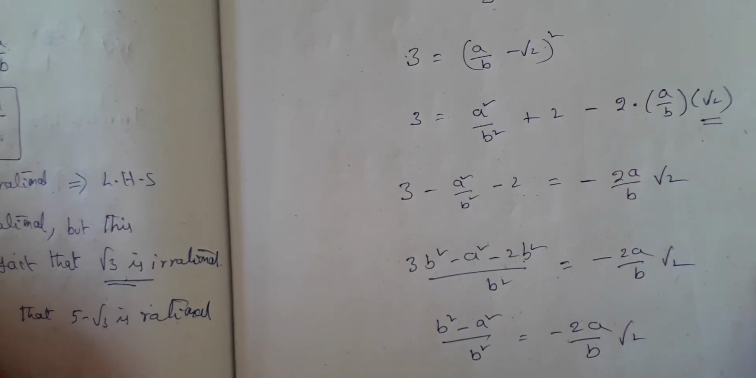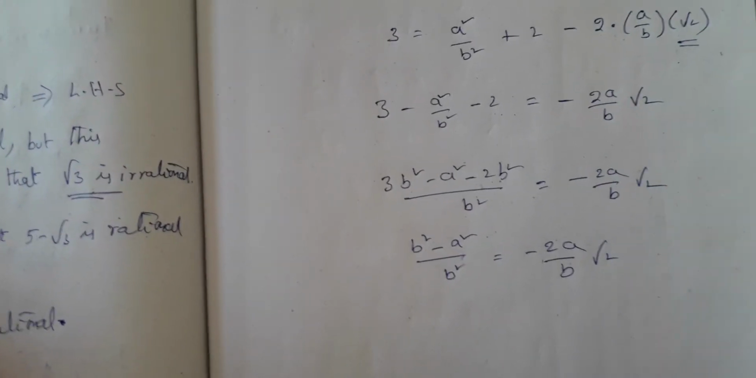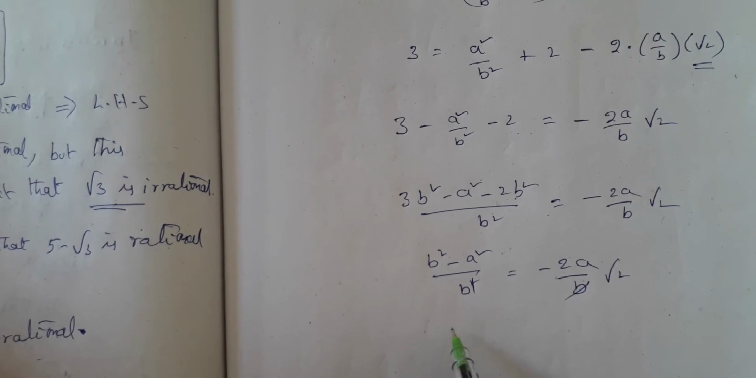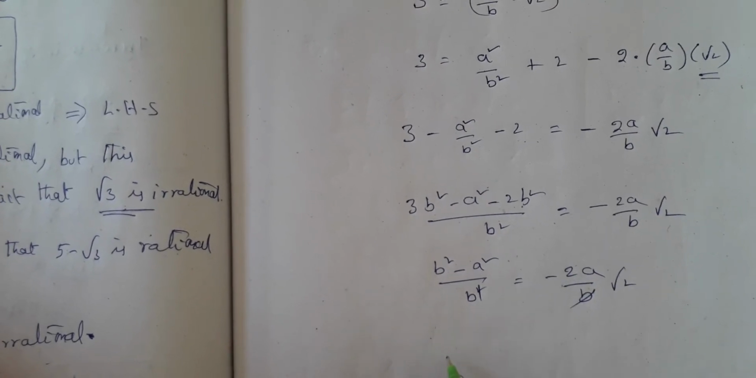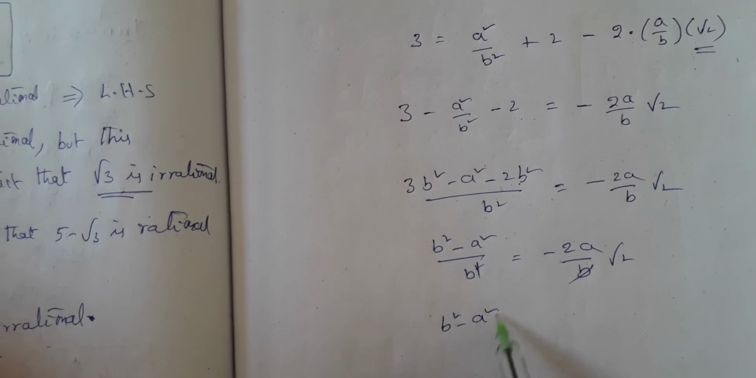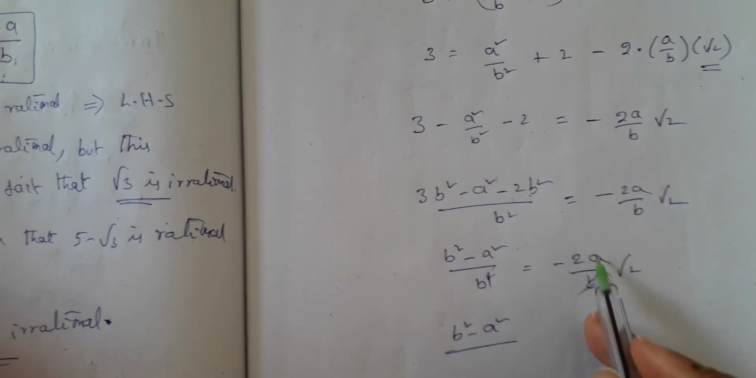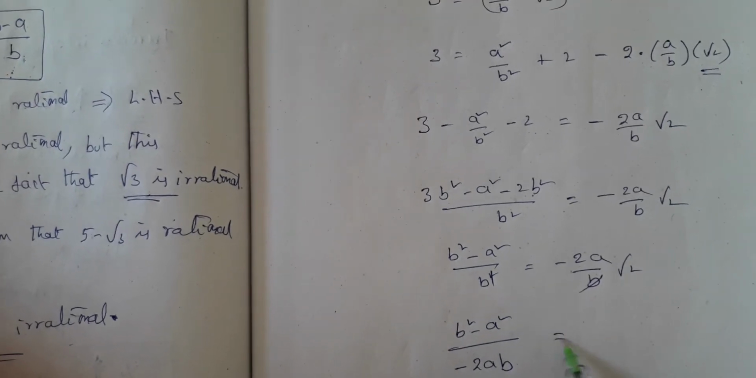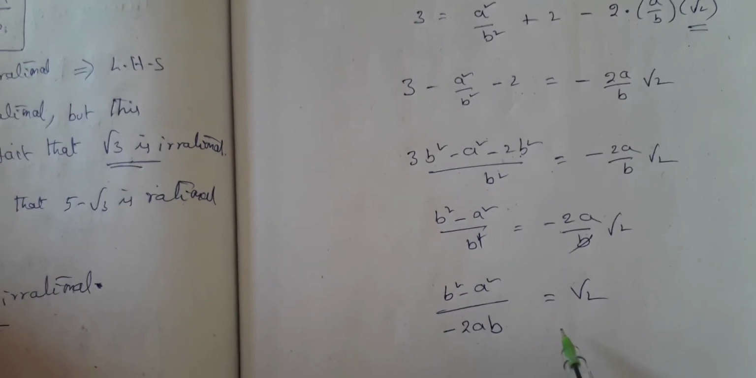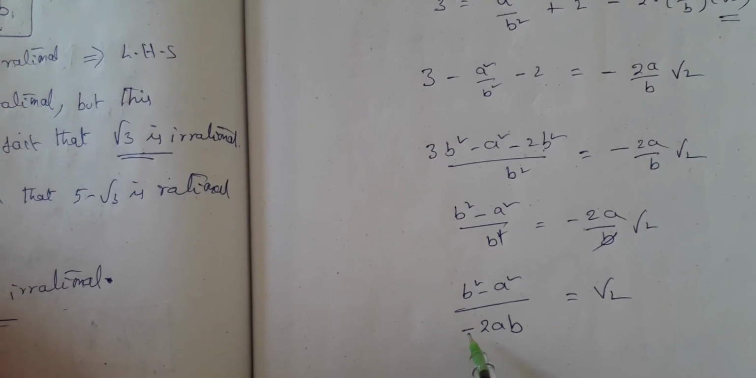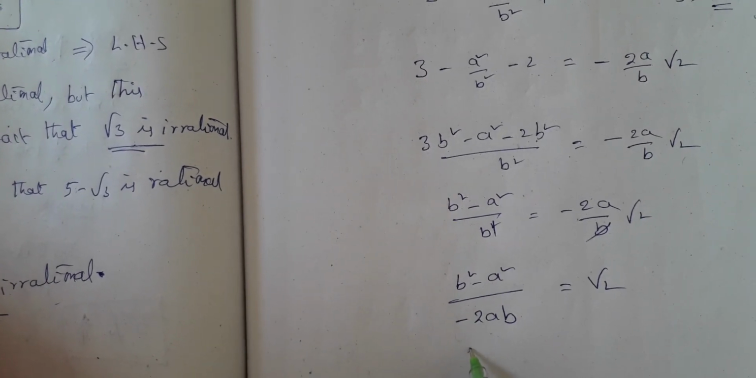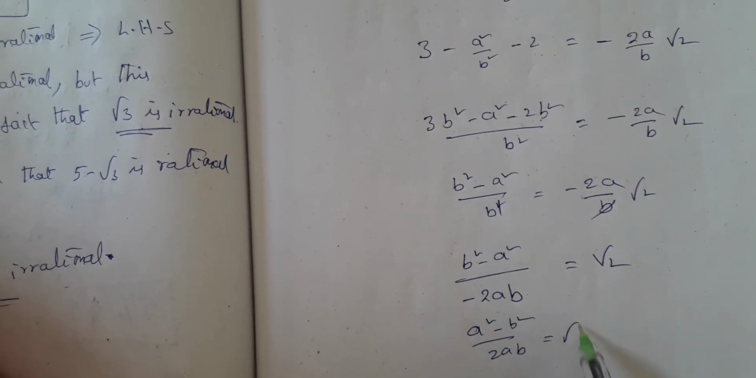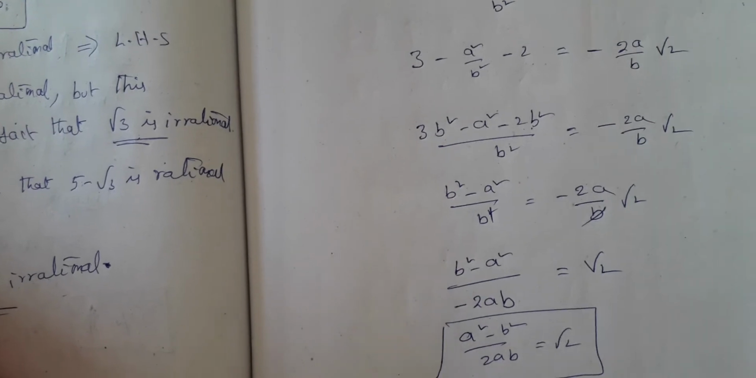This simplification part, in whichever manner you want, you people can do it. Don't follow only this one. So b will get cancelled here. So we are left with, now transpose minus 2a here. So b square minus a square by, so here it is multiplication, so it will become minus 2ab division. So that is equal to root 2. So you can take minus common here, and you can write it as a square minus b square by 2ab is equal to root 2. This is what we got as a final equation.